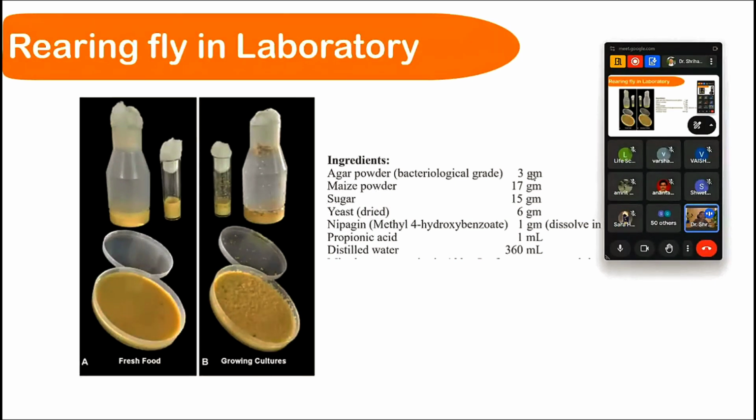And 1 gram and 1 ml, two things are needed: methyl parabenzoate, which is also called nipagin, or methyl paraben, and propionic acid. So they work as antifungal, right? Therefore no other fungus grows in it. Only Drosophila grows. So it costs almost nothing, right?